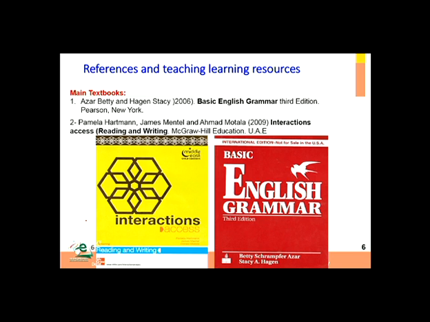So these are copies of the book. The books are available online, and you can buy them from local stores, at Jarir and Obeikan Library, of course.